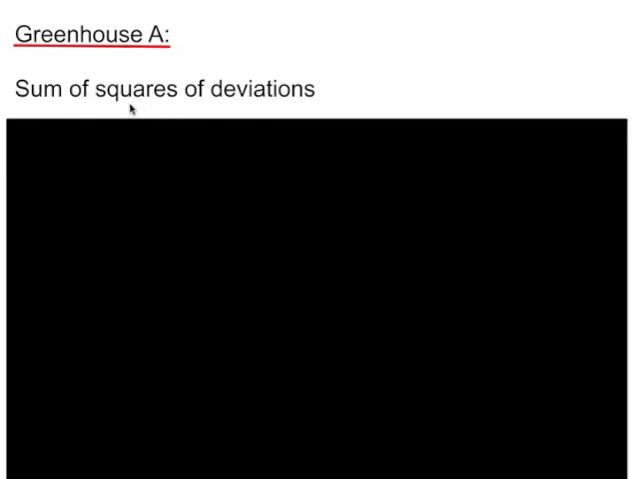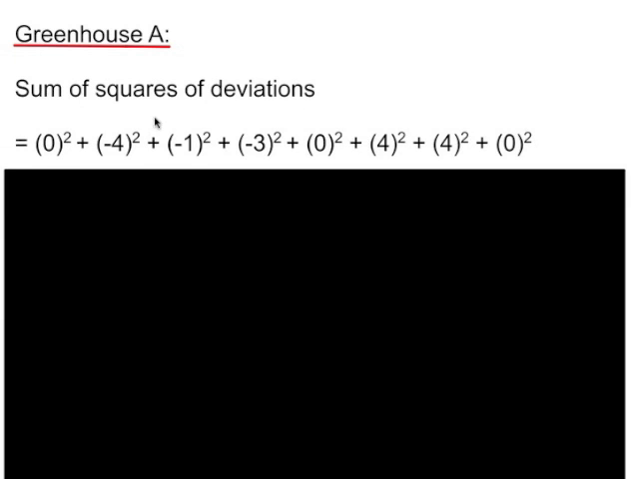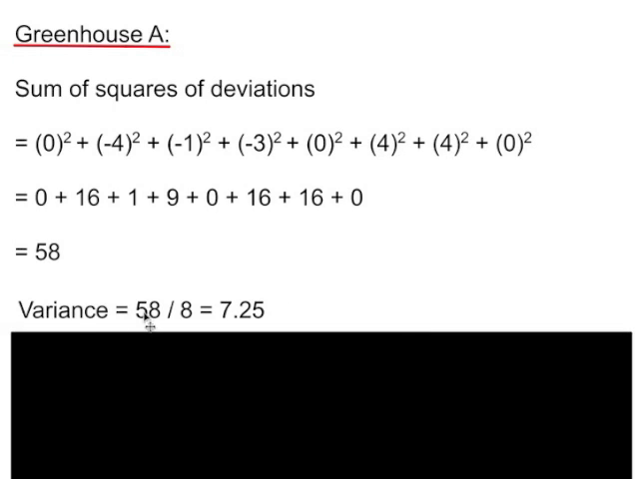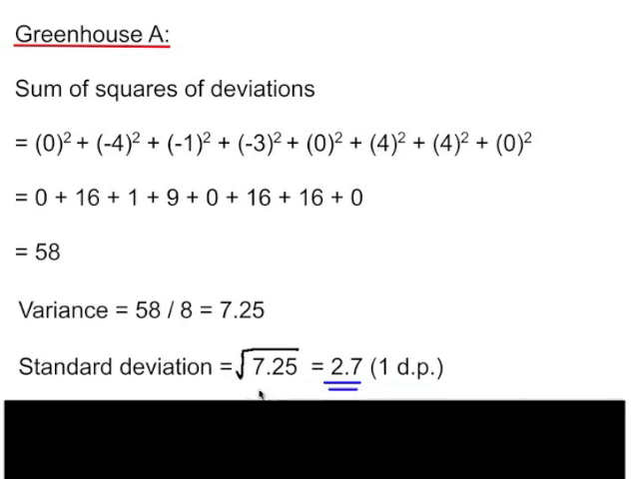Firstly, we need to find the sum of the squares of the deviations. So we take each of those deviations, square them and add them up. Then to find the variance, we divide that total by the number of scores, which is 8, to give a variance of 7.25. Finally, the standard deviation is the square root of the variance, so the square root of 7.25 is 2.7, and that's been rounded to 1 decimal place.